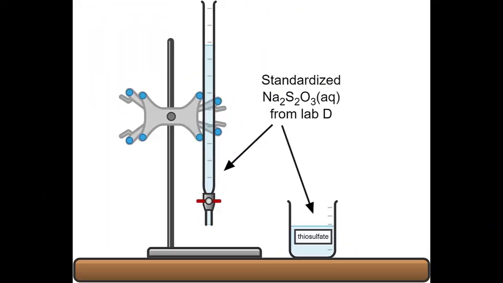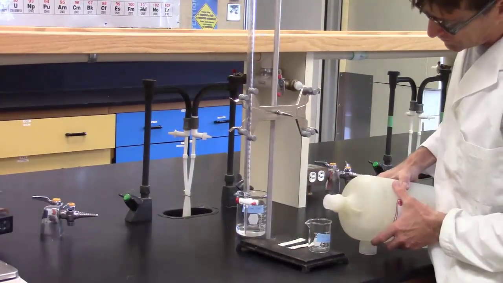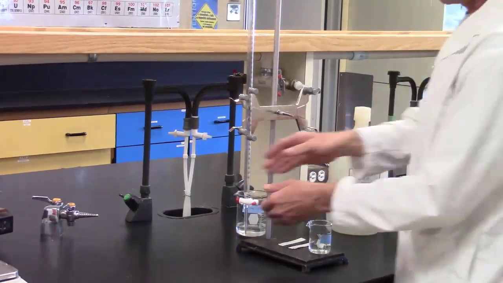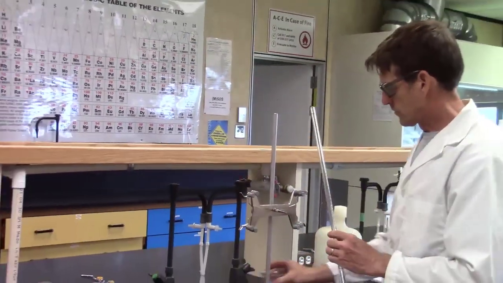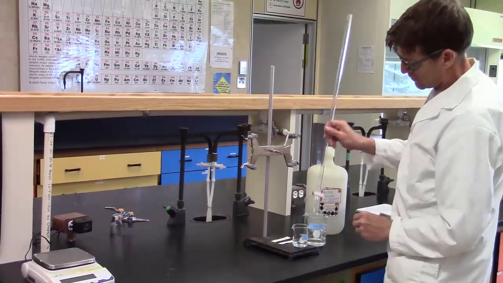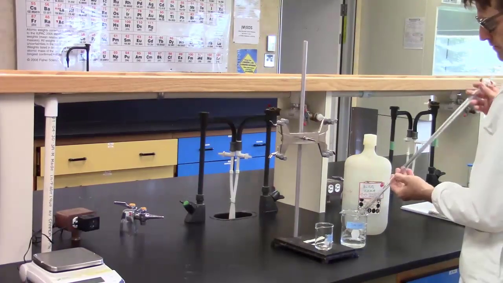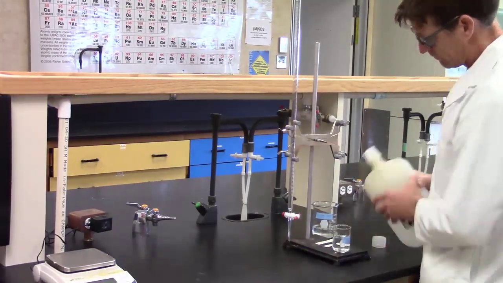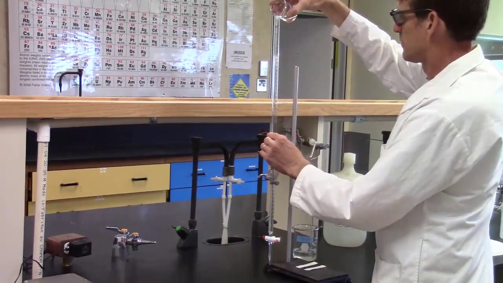In the next step, the burette is prepared by rinsing it with standardized sodium thiosulfate solution from Lab D. The burette is then filled with standardized sodium thiosulfate solution.